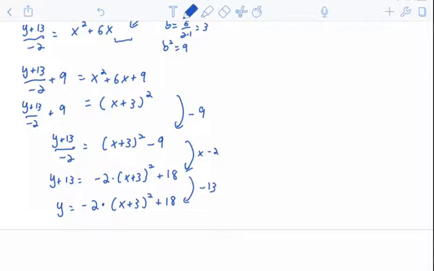Wait, hold on. I'm getting ahead of myself. Subtract 13 from both sides.